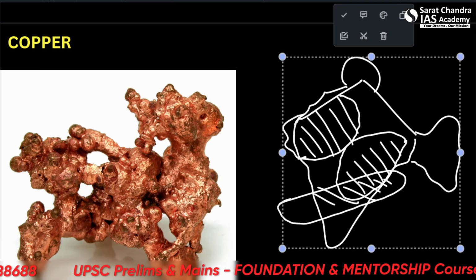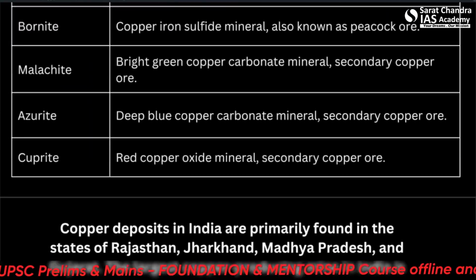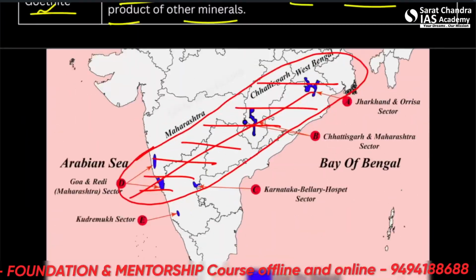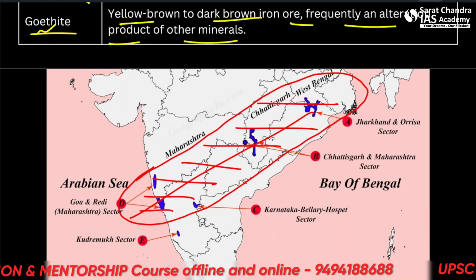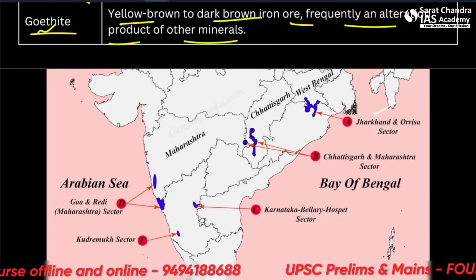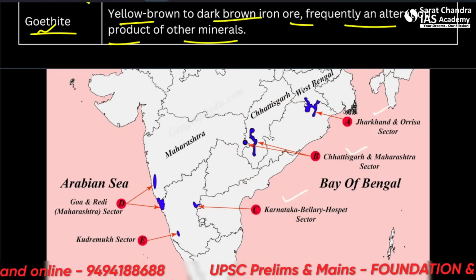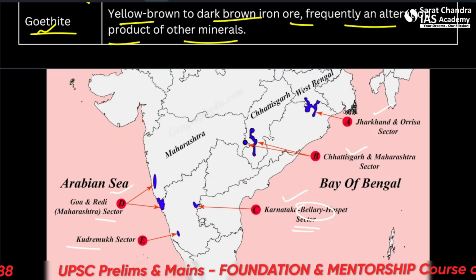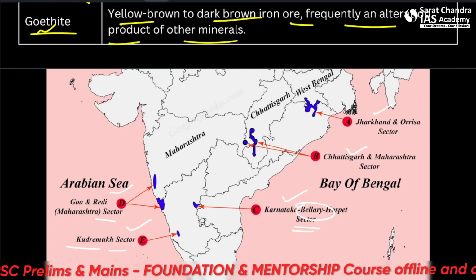Alright. So all of these options are not matching with our question. Let's now talk about the iron map again. So Jharkhand and Odisha sector, there is Chhattisgarh and Maharashtra sector, Karnataka Bellary hotspot sector, Goa and Reddy sector, and Kudremukh sector here in Karnataka.